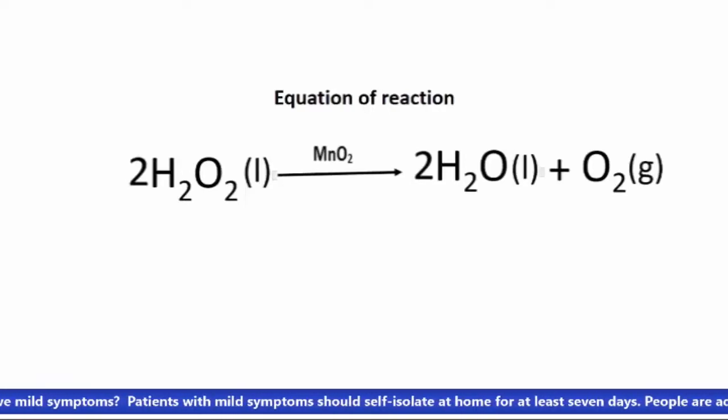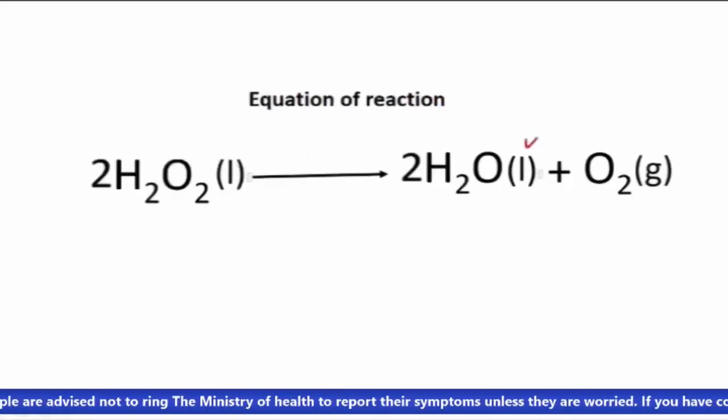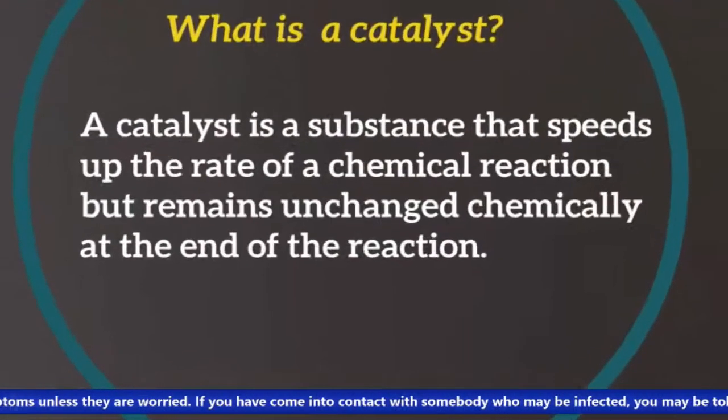If you have a correctly balanced chemical equation with correct symbols and states, you earn 1.5 marks for each correct equation. Now, let's look at the chemical test for oxygen.